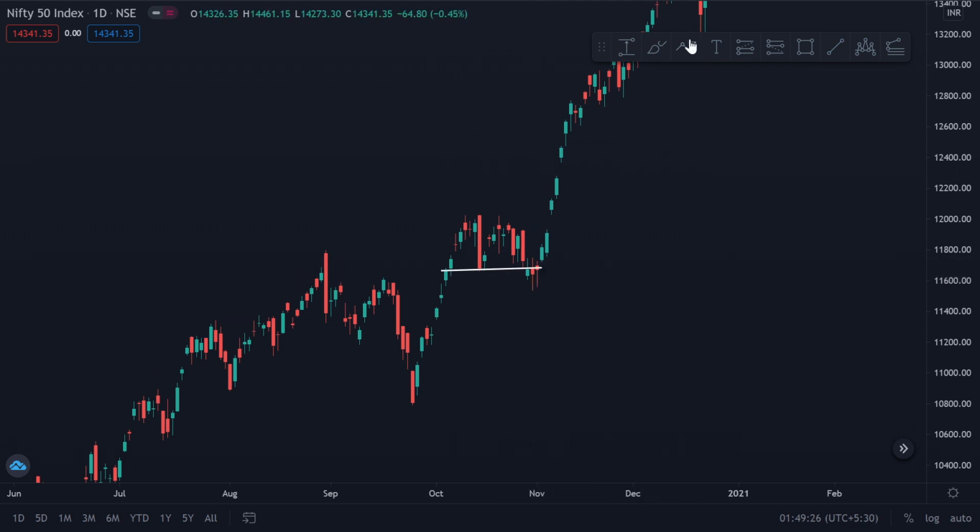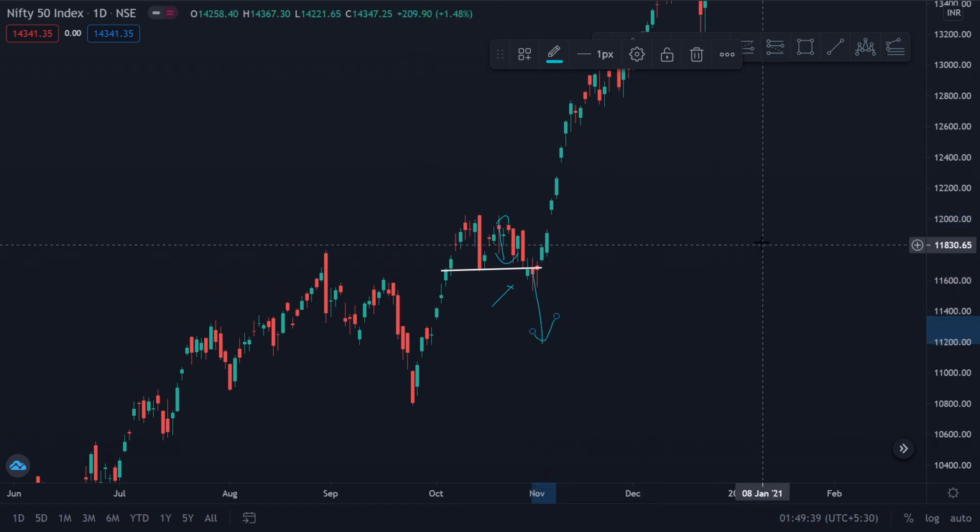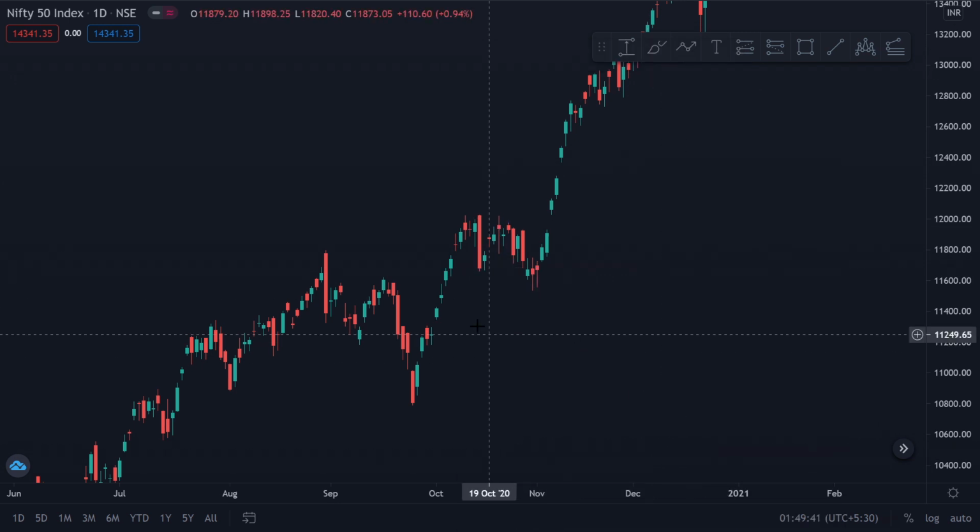So as you can see, this was clearly a failed breakout, because as per your definition, the target should be the height of your top. The height of your top should be the target. So obviously our targets were not achieved. So this was a failed breakout. Now this was because it was formed.